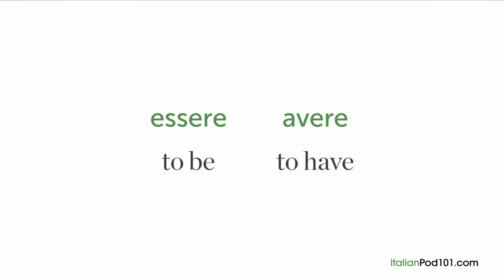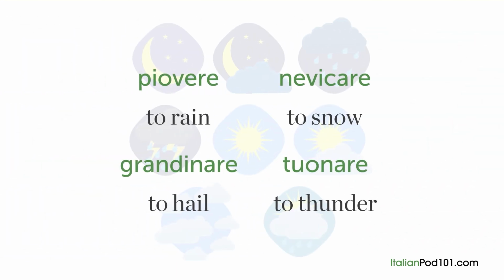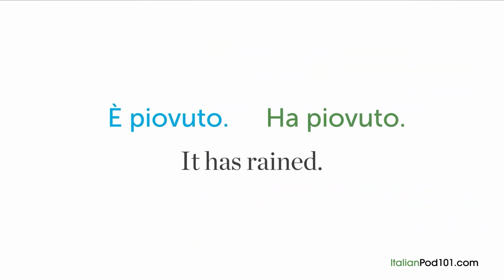One last thing. There are some cases where both essere and avere are acceptable. This mainly happens with verbs about the weather. Piovere, to rain, nevicare, to snow, grandinare, to hail, tuonare, to thunder. So you can say è piovuto, but also ha piovuto. Both means it has rained.